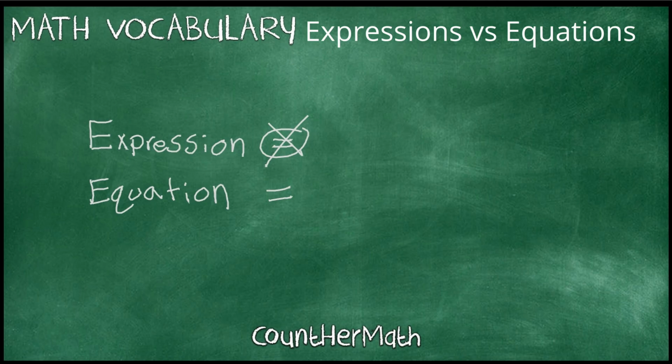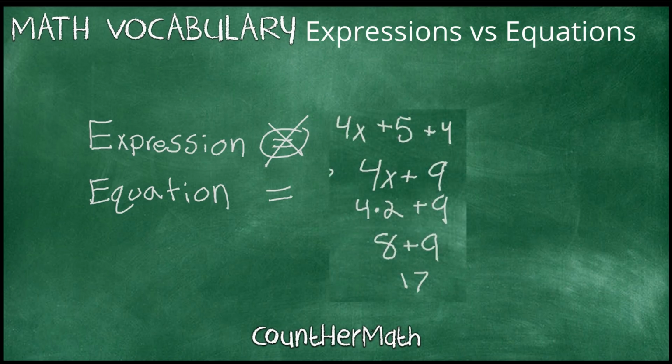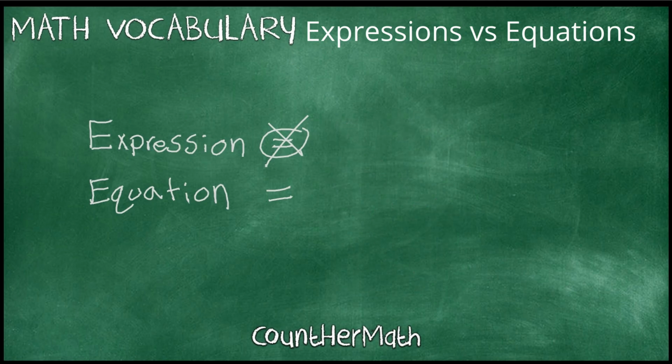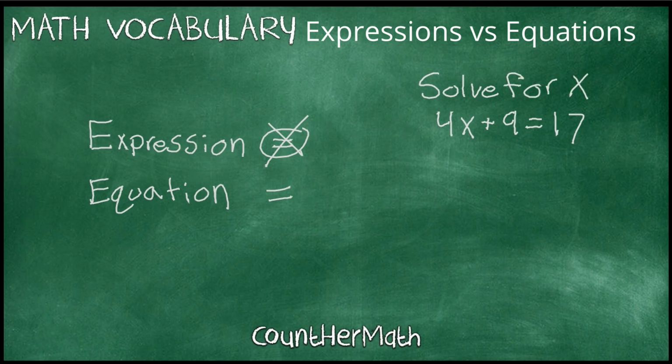When we evaluated the expression from before, we found that 4x plus 9 is 17 when x is equal to 2. Instead, let's say the question gave us the equation 4x plus 9 equals 17 and asked us to find what x equals, or solve for x. It should come as no surprise that after we work this problem out, we find that x is equal to 2.